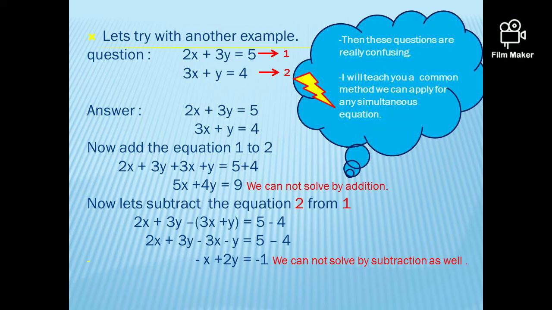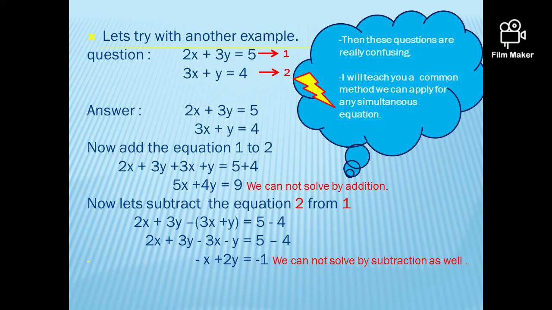If you add them, 2x plus 3y plus 3x plus y equals 5 plus 4 turns into 5x plus 4y equals 9. Our objective is not satisfied. The reason is that the result is also a two variable equation. Still we cannot simplify it.